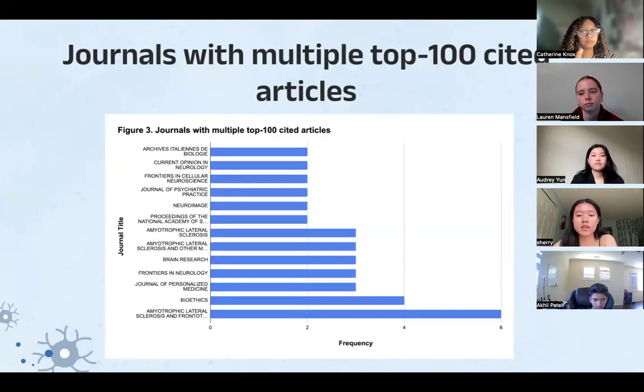So based on our analysis, we have compiled the figure focusing on the journals with multiple top 100 cited articles. With an average frequency of about 2.85, this figure suggests that the frequency of journals is not as great as it should be, especially pertaining to our specific discussion that combines ALS diagnosis with neuroethics.